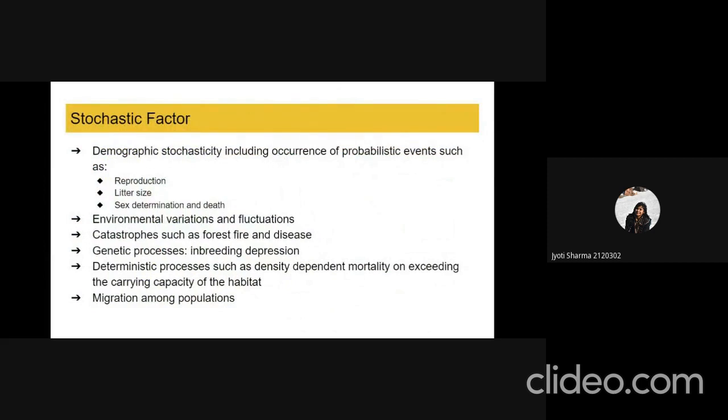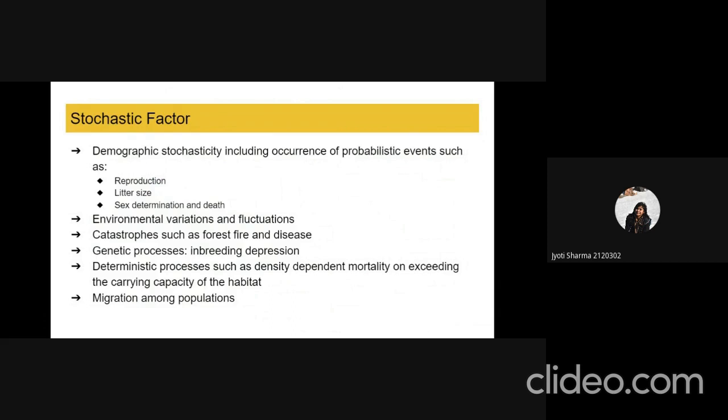Okay, let's talk more about this stochastic factor. We have three types of stochastic factor. The first is demographic, related to the population. The second is environmental. This is related to flood, the chance of drought, the chances of heavy precipitation. So this is the environmental factor. And the third is genetic stochasticity. Because of some mutation in the gene, it may happen that the species can go extinct.